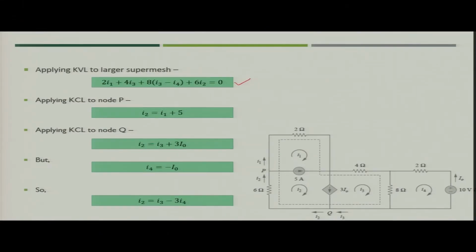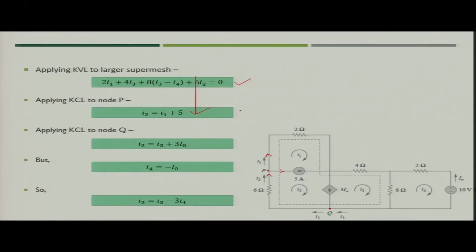Kirchhoff voltage law. Now, you have 2 current sources. So, what you have to do? You have to apply KCL at the two nodes where these two current sources are connected. So, for node P, if you apply Kirchhoff current law, the mesh current I2 is going into node P, the mesh current I1 is coming out of node P, and another current source of 5 ampere is coming out of node P. So, what can you write? You can write I2 simply as I1 plus 5.